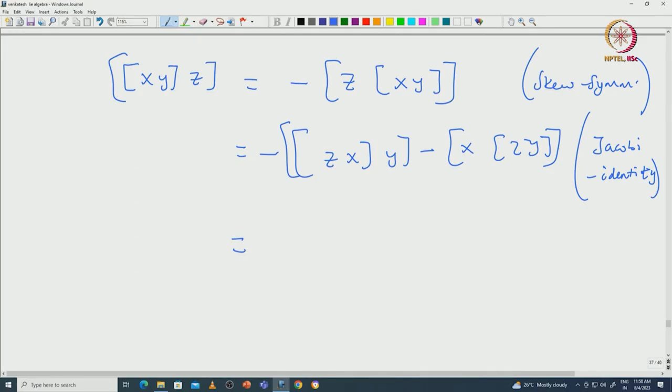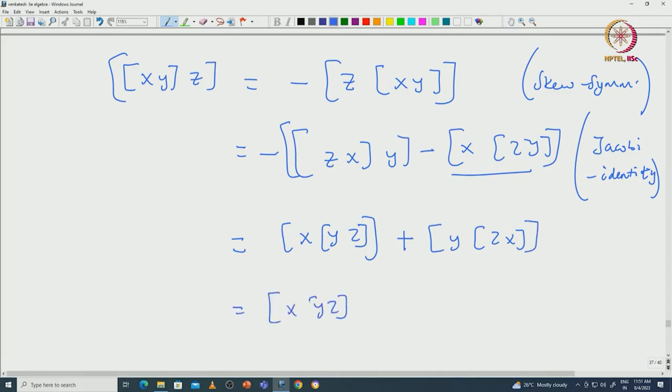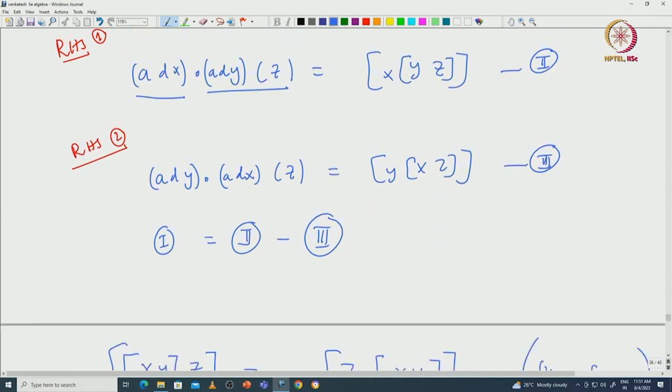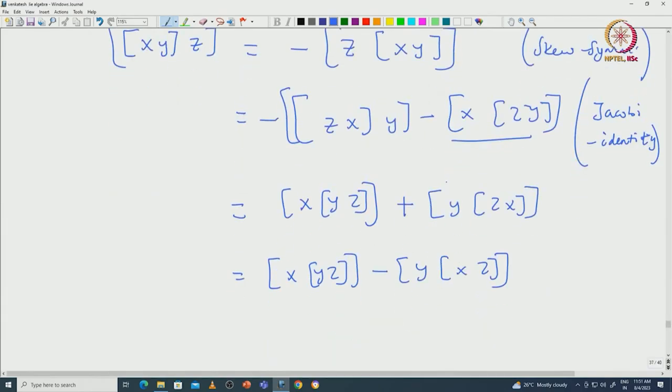Then if you rewrite, what do you get? You get, for example, from here bracket x y z. I am switching this, so then this will become plus bracket y z x. Then if you rewrite again, bracket x y z minus bracket y x z. So that is what we wanted to prove. This minus this should be this: the first term x y z and then y x z. So we proved bracket x y z is this.